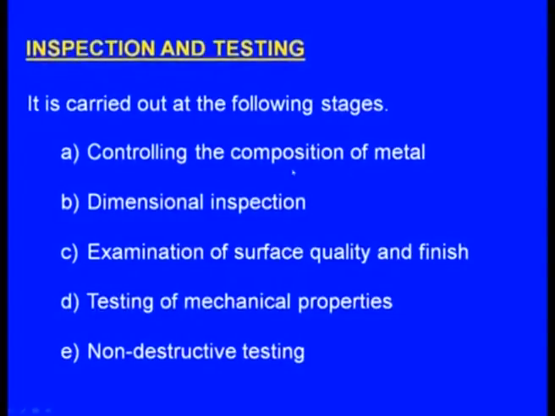The first one is controlling the composition of the metal, I mean the molten metal which is poured into the metal cavity. Second one is the dimensional inspection. What are the dimensions? Are they as per the specifications of the customer? So, that is the testing of the dimensional accuracy, that is the dimensional inspection. Third one is the examination of surface quality and finish. Fourth one is the testing of mechanical properties of the casting, and finally non-destructive testing.